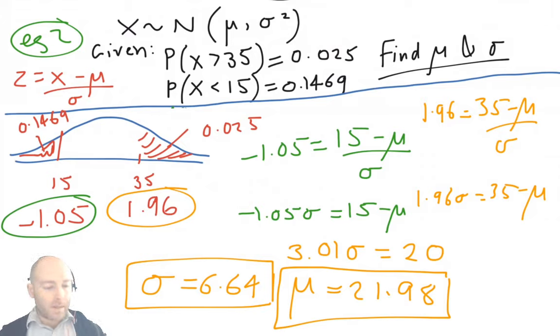Cool. Anyone got any questions about that? So same as before, find your z's, put the z's into the equation linking x and z. Get two equations, make them linear, solve them simultaneously, find your unknown values.